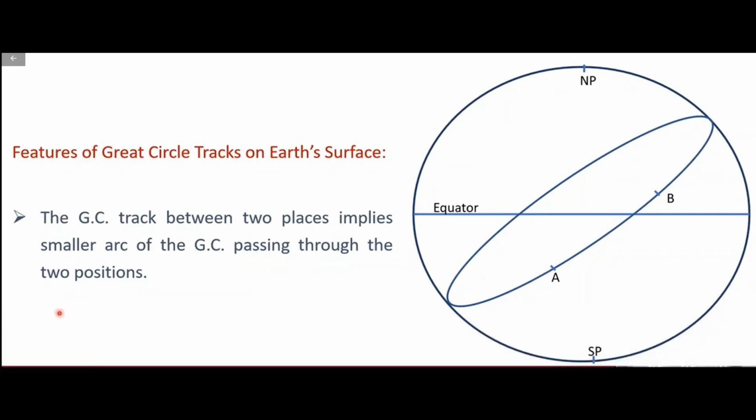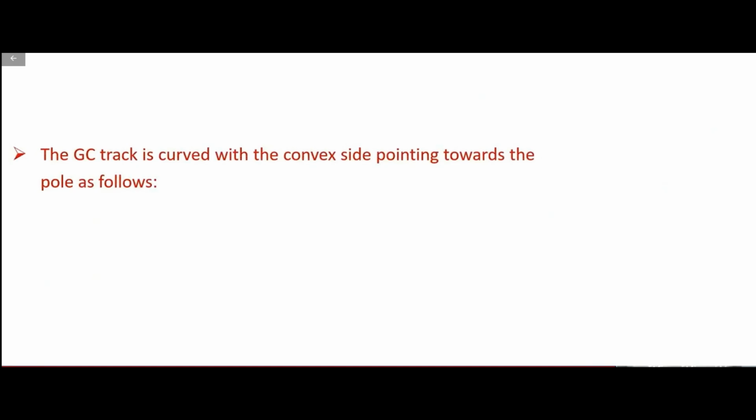We shall talk about the smaller arc, which is now being shaded in red. So the GC track between A to B or B to A shall be this arc of the great circle, that is the shorter arc. The GC track is always curved with its convex side pointing towards the pole. Now when you move along the GC track, it is along a curve on the surface of the earth, and the convex side of that curve is always pointing towards the pole.